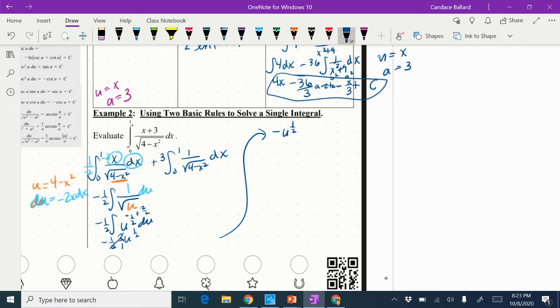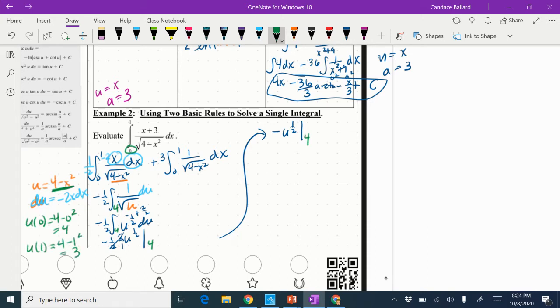Now, it was technically a definite integral, so I do need to evaluate this. But since it's in u's, I'm going to try to figure out what my values were supposed to be in u's. So I'm going to plug this into here. So I've got u of 0 equals 4 minus 0 squared, so it's just 4. So I know all my lower limits were 4. And then I'm going to put the 1 in. So I've got u of 1 equals 4 minus 1 squared.